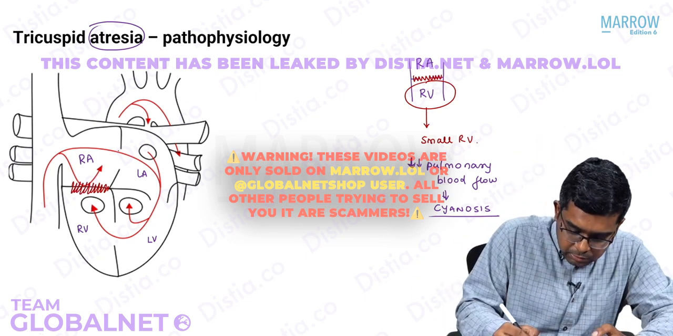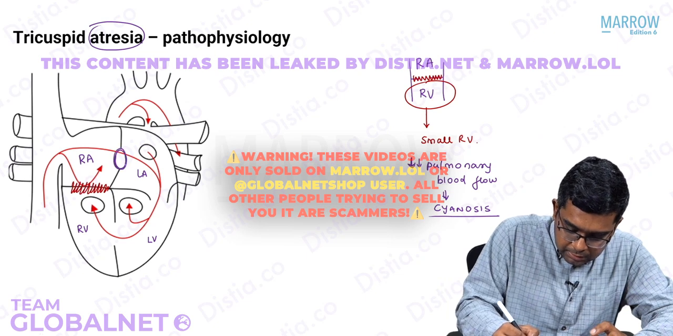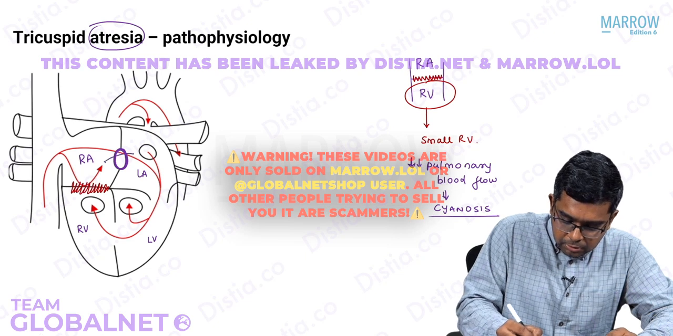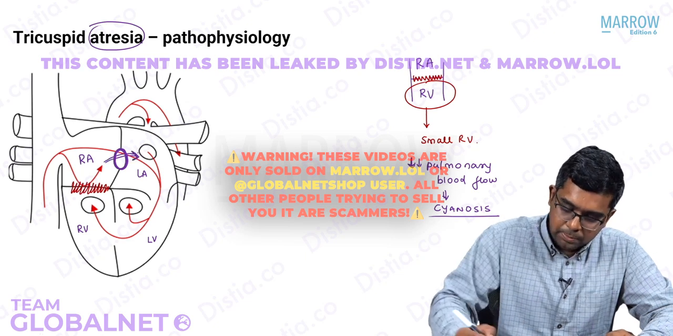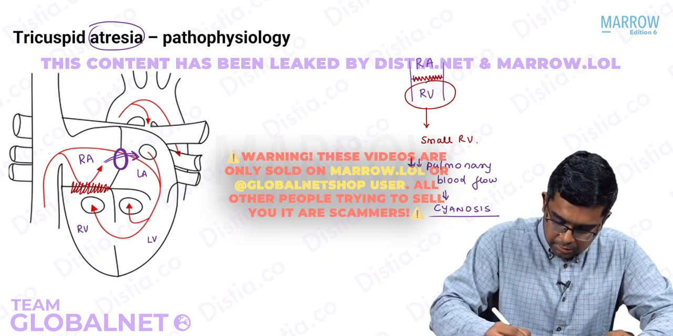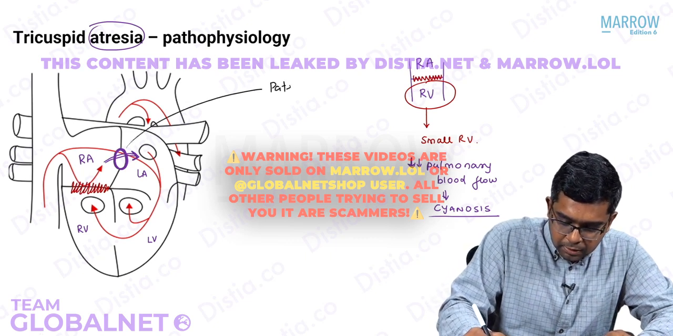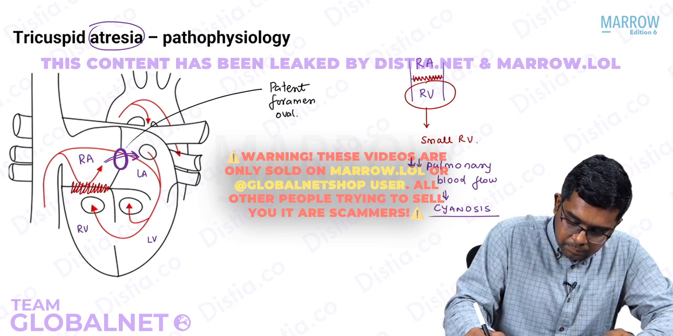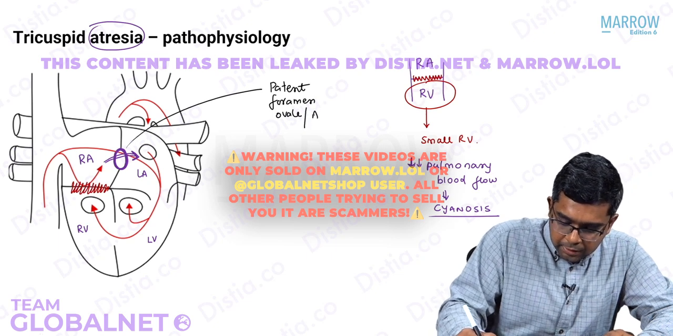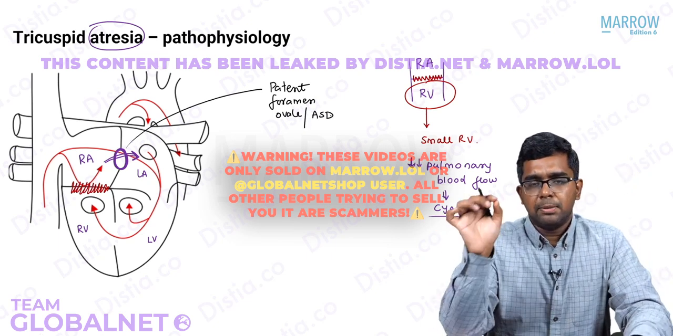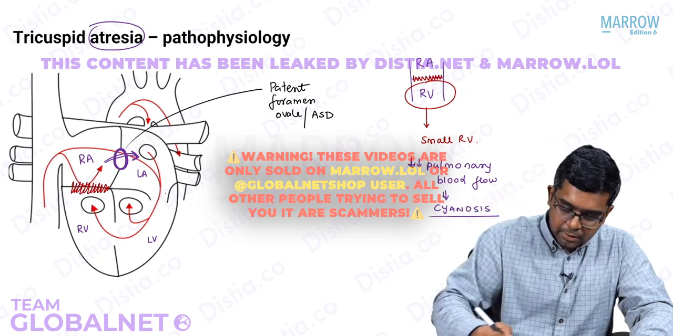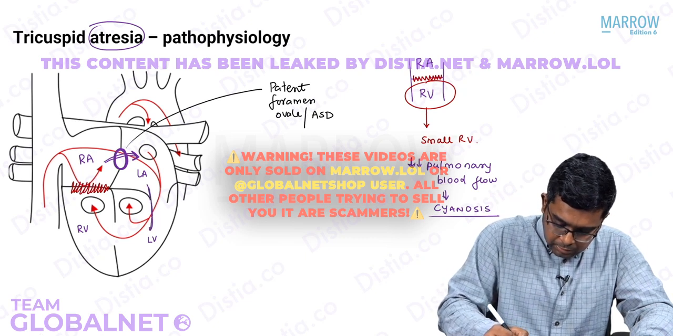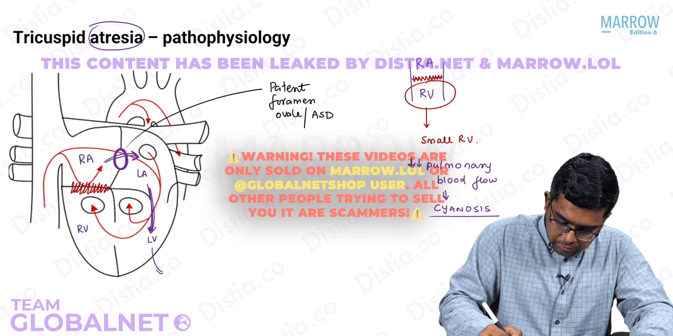So there is another communication like this here, which will serve to conduct the blood from right atrium into left atrium like this. What could be this communication? This communication could either be a patent foramen ovale or atrial septal defect itself. Okay, through that the blood flows from right atrium into left atrium, and from the left atrium, where does the blood flow? Into the left ventricle, and from the left ventricle it has to flow into the aorta.